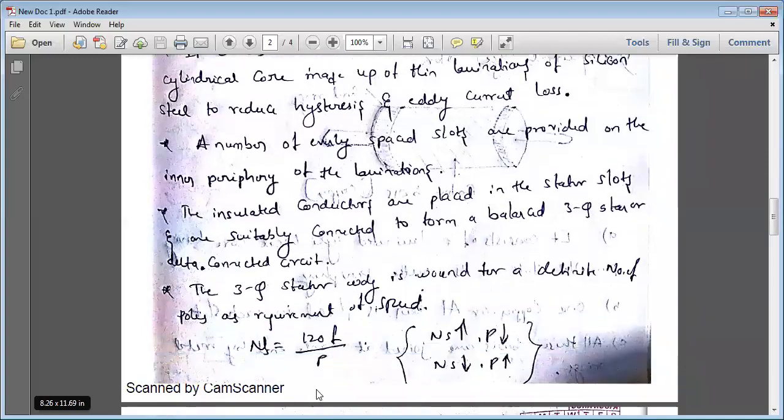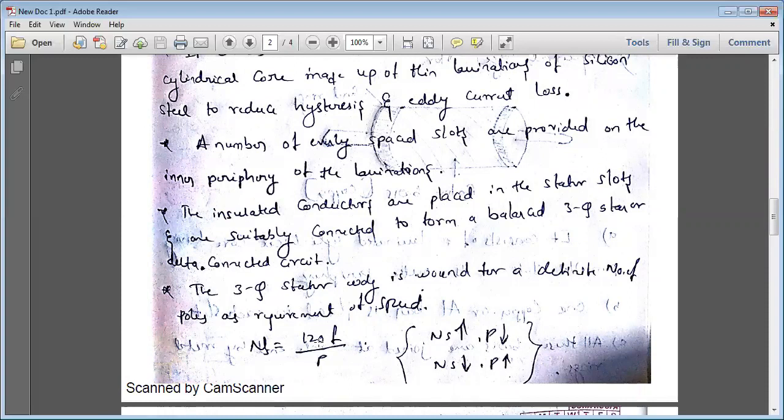The three-phase stator winding is wound for a definite number of poles as required by the speed. Poles means there is a north pole and a south pole. The number of poles is inversely proportional to the speed of the machine. There is a relation Ns = 120 f / P. So if you want more speed, then the number of poles should be lesser. If you want less speed, then the number of poles may be higher.